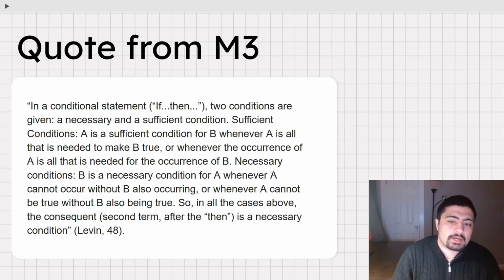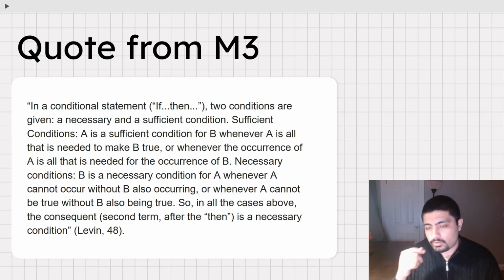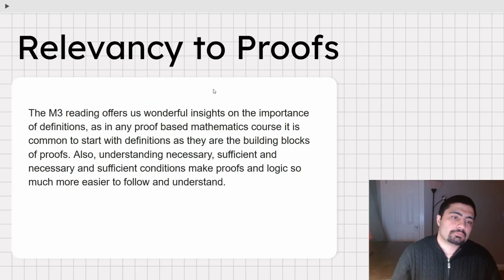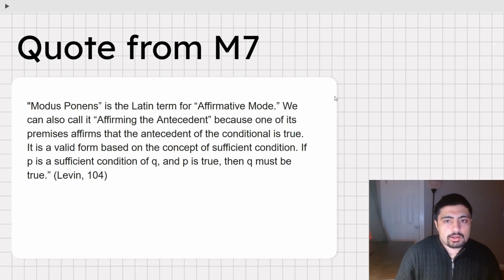Or you can just replace that by, if B, then A. Just play around with it. Just do the converse of that. So in all the cases above, the consequence is a necessary condition. So relevancy to proofs, I think these readings offer us very good insight on the importance of definitions, understanding necessary, sufficient, and both necessary and sufficient conditions that make proofs and logic so much easier to follow and understand.